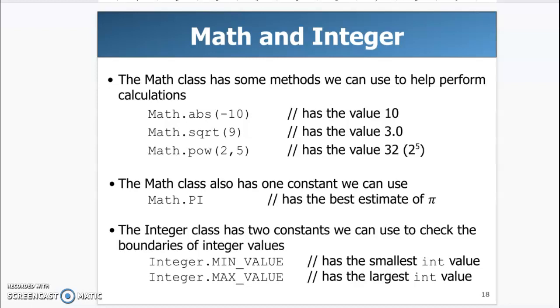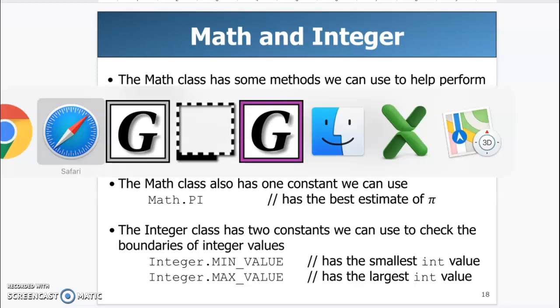The Math class also has a constant called PI that has a good estimate of pi, so that we don't need to type in 3.14159 or whatever it is. So that's out of the Math class. And the Integer class has this MIN_VALUE and MAX_VALUE that we'll look at. Integer.MIN_VALUE returns the very smallest int value you can store in an int variable, and Integer.MAX_VALUE gives you the largest int value you could store in a variable. So I'm going to show you this in the code.